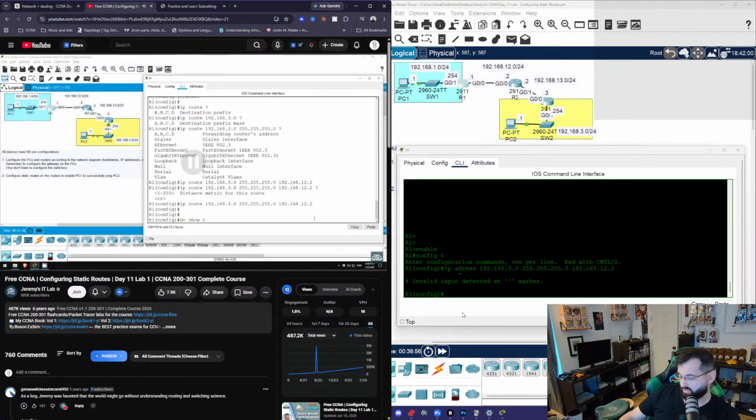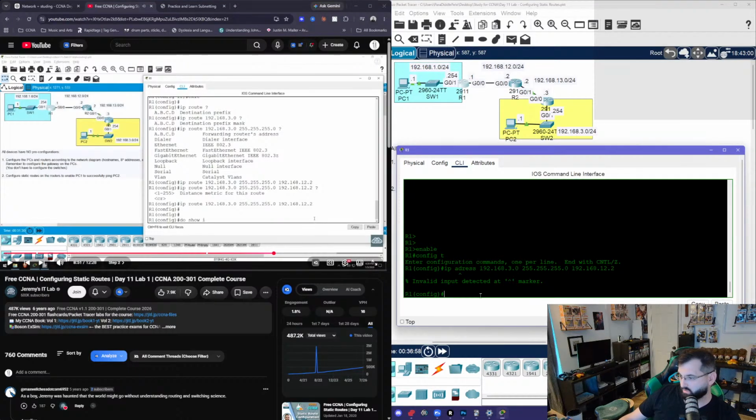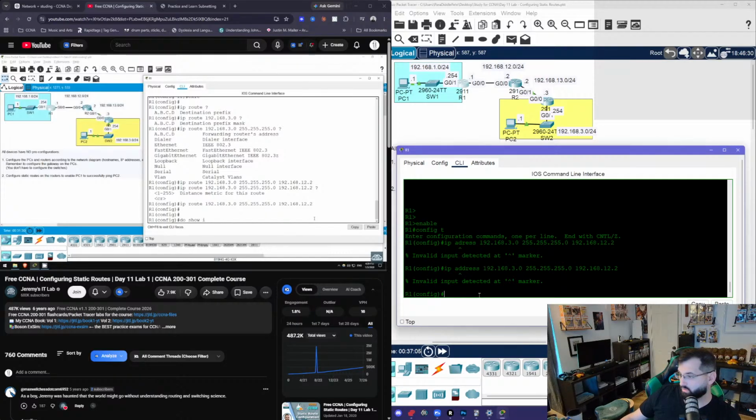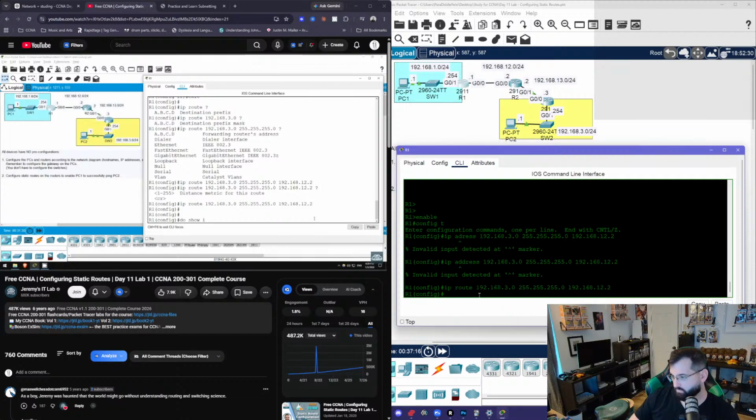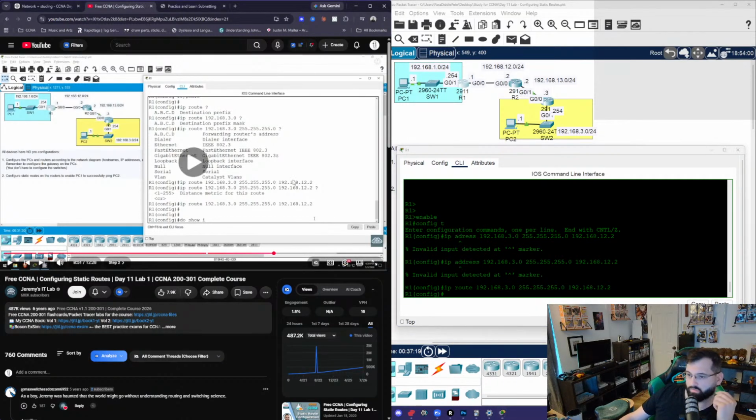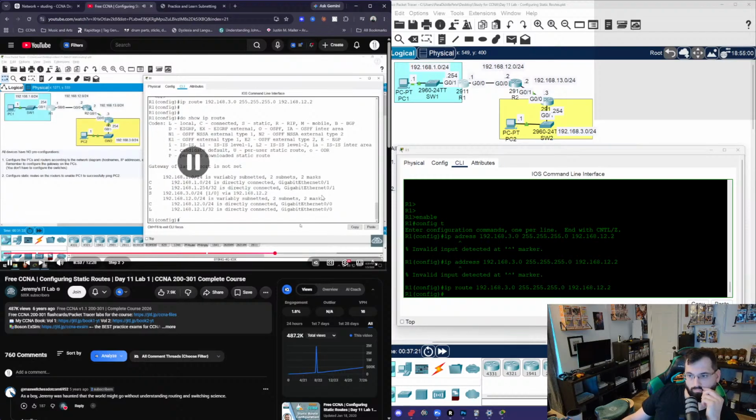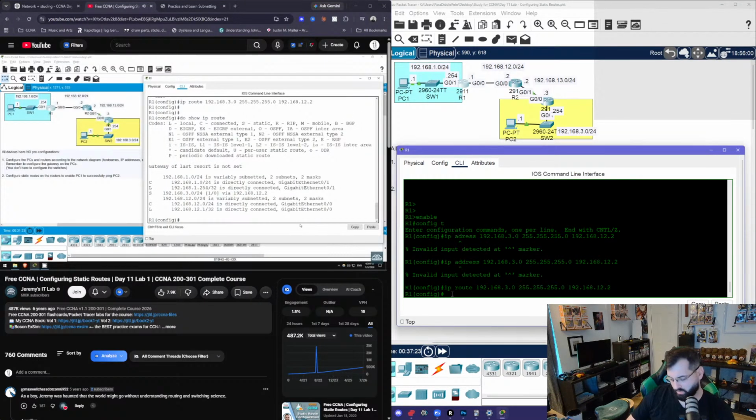Invalid? Oh, because I misspelled address. It's still saying it's not right? What? Oh, because it's IP route. There we go. IP route. Okay, so let's do it. Do show IP route.